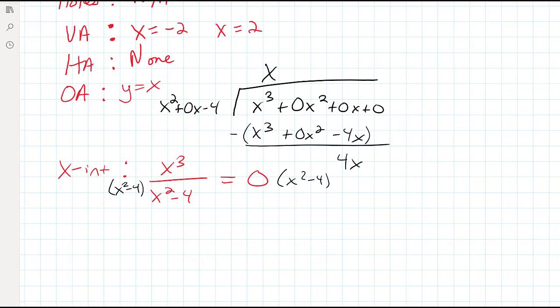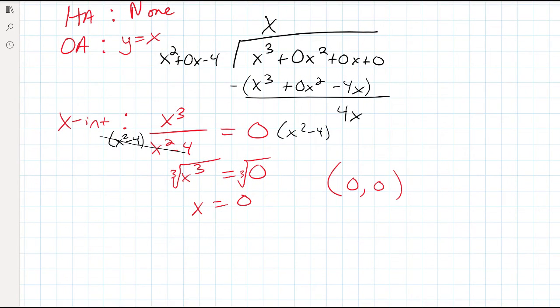Okay. The left side cancels, and I'm left with just x cubed on the left side. And this equals, well, 0 times x squared minus 4 is 0. All right, we need to take some cube roots. And because it's an odd root, because the index is 3 there, we don't have to worry about pluses or minuses. So x is equal to 0. So the x-intercept, if I wanted to write in ordered pair form, is 0, 0.